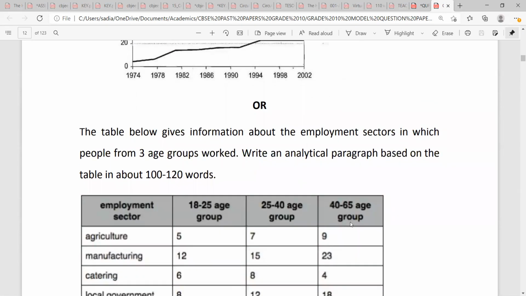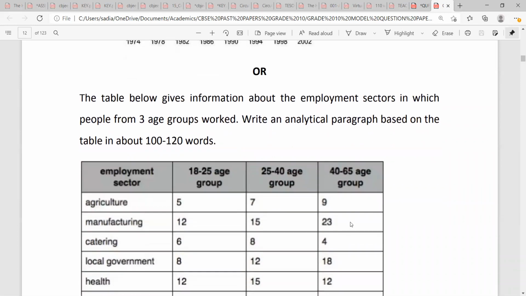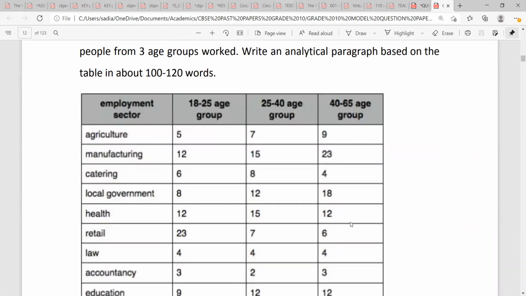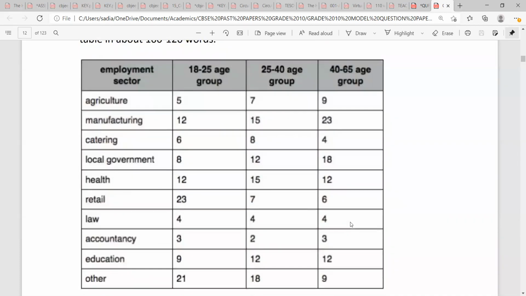The next question, that is the OR question. The second option that is given for analysis is based on a table. You have to write an analytic paragraph. First of all, mention what the table is all about. Then overall, what does it represent? Select any key feature, draw a comparison, select another key feature of the lower or the broader, and if there is a minor aspect. Ensure that you do not go beyond the word limit of 120 words.